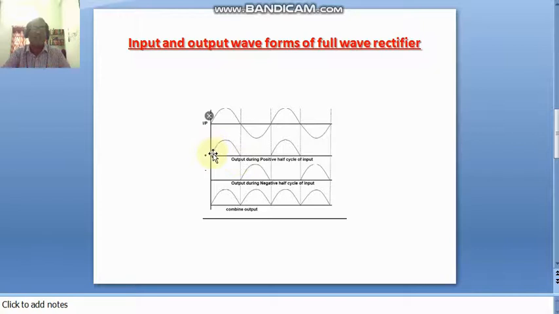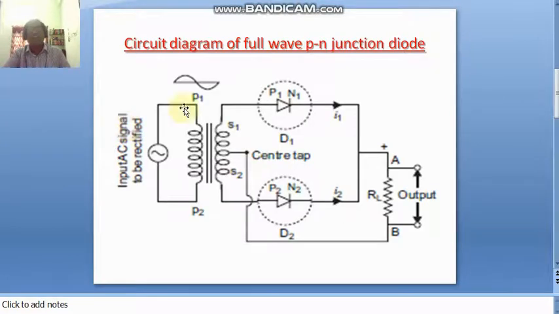If you come to the second graph, this is the first peak and this is the second positive peak. Before discussing this one, we have to discuss the working of the p-n junction diode. Initially we are connecting an AC source which is to be rectified in the primary circuit. The AC wave is passing through the primary.